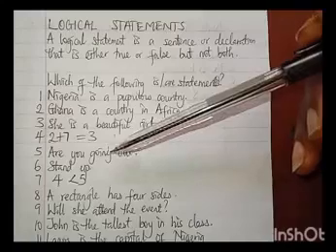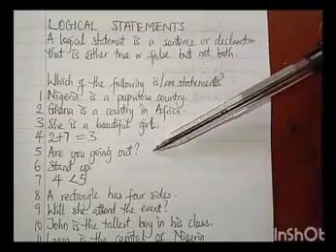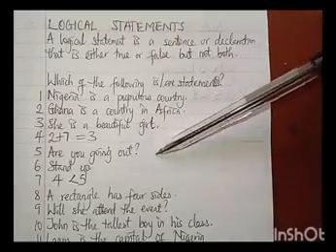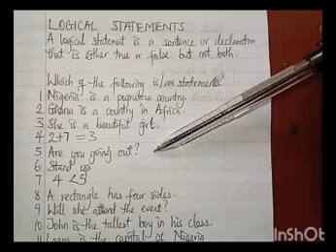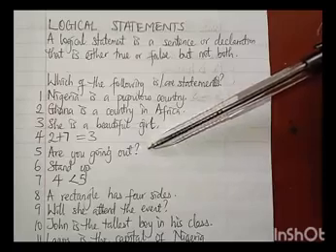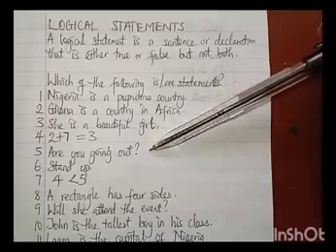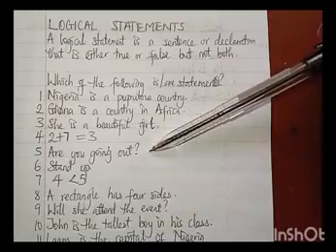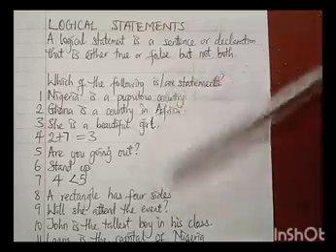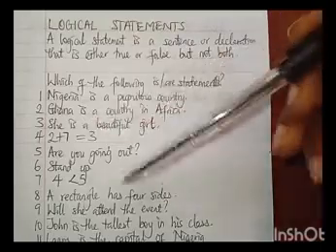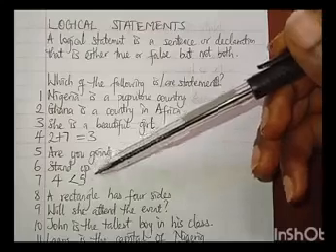Number 5 says, are you going out? So is it a statement or not a statement? Can we say whether it is true or false? No, we can't say whether it's true or false. It's a question. It is not a statement. We can't even start knowing whether it's true or false. It's just a question asking to get information. Okay. Number 6 says, stand up.